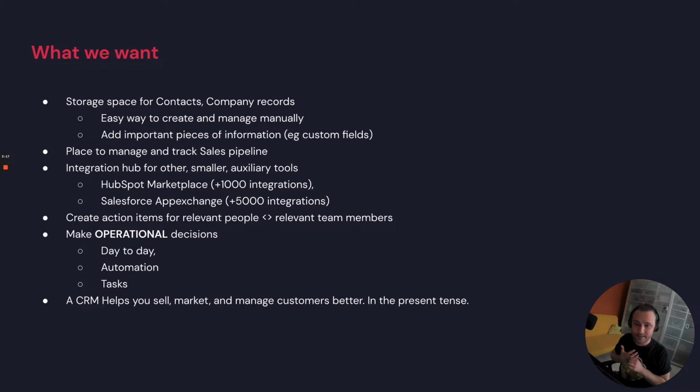We want our CRM to help us make operational decisions, things happening now, today, tomorrow, next week. Things like workflow automation: send out an email, set a reminder, set some tasks. That's the bread and butter of CRMs, and we want to keep it that way.